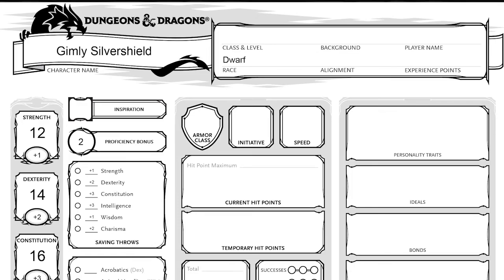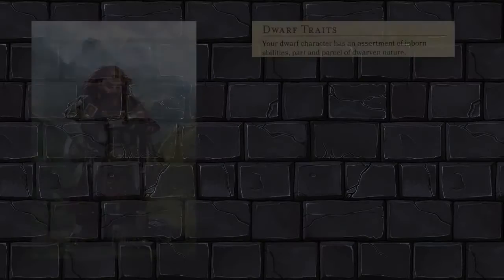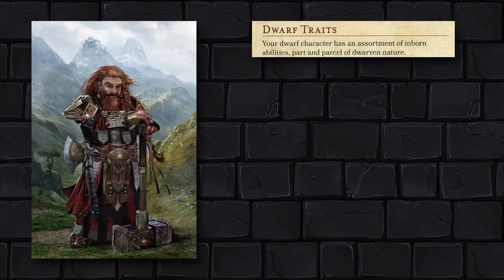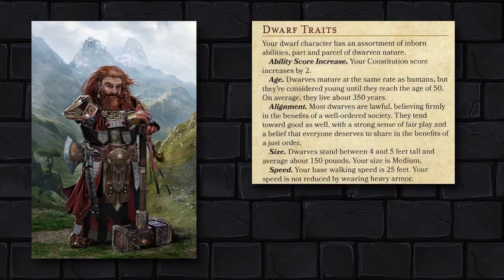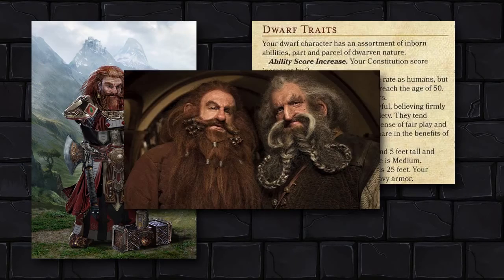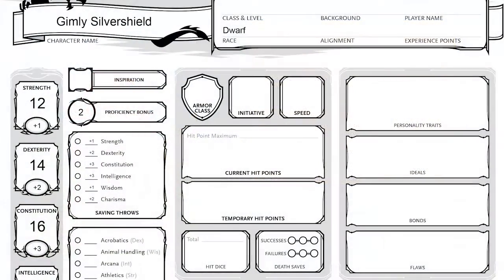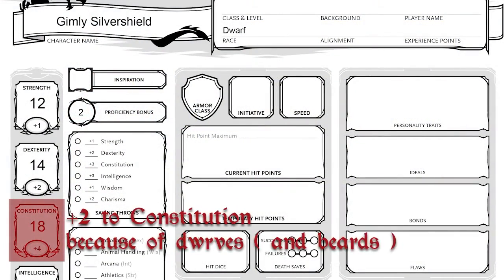And without giving out too many details, you're going to look at that page and you're going to notice that at some point you're going to get to traits. It's right below the dwarf names, the suggested ones. And dwarf traits start with an ability score increase. Your constitution increases by 2 because dwarves are stout. And they have beards, which again adds constitution, I'm telling you right now. But then it tells you about age, alignment, size, and speed, stuff like that.